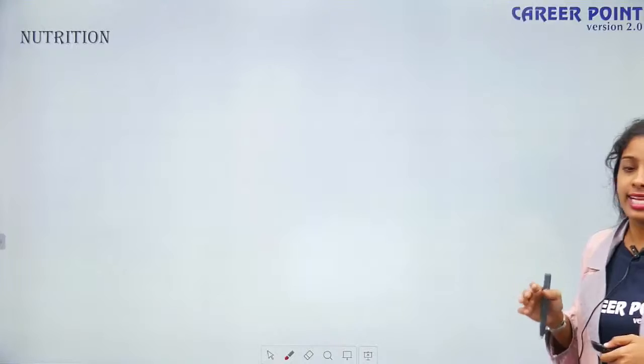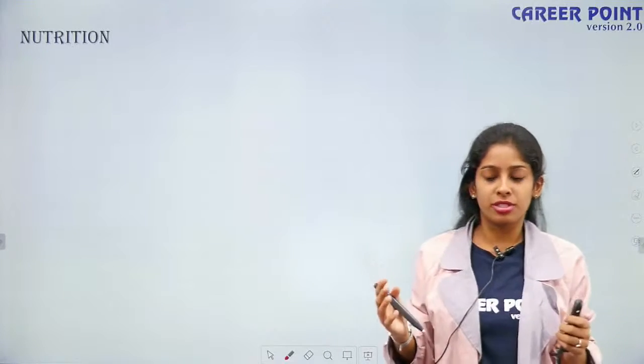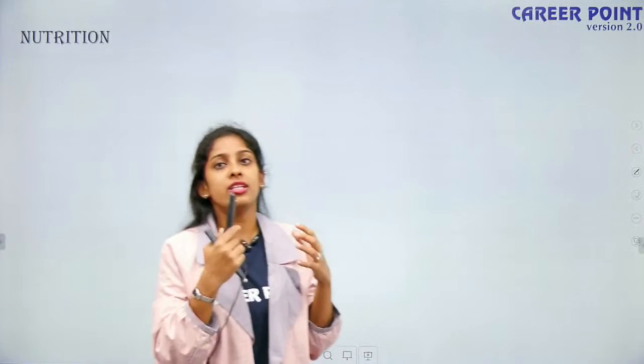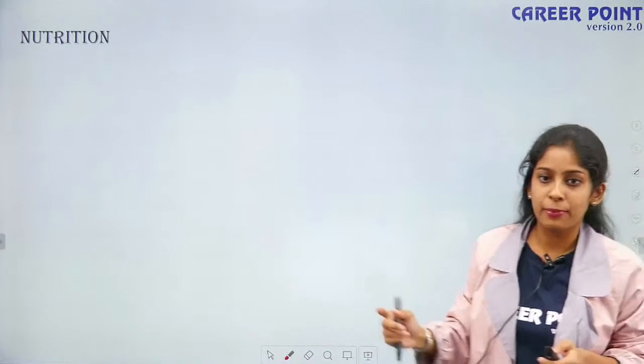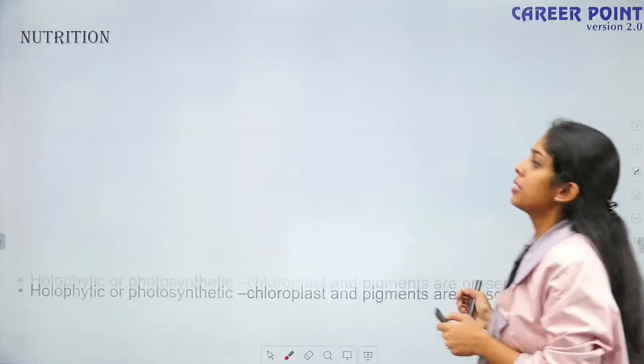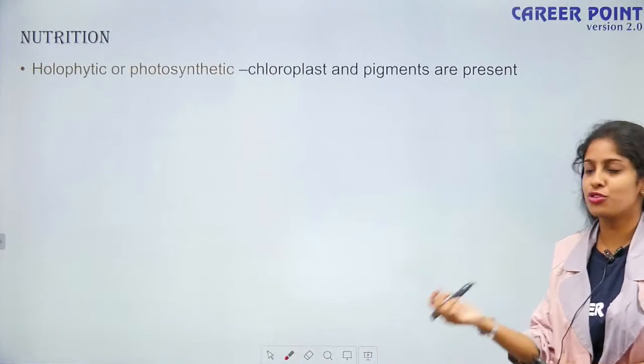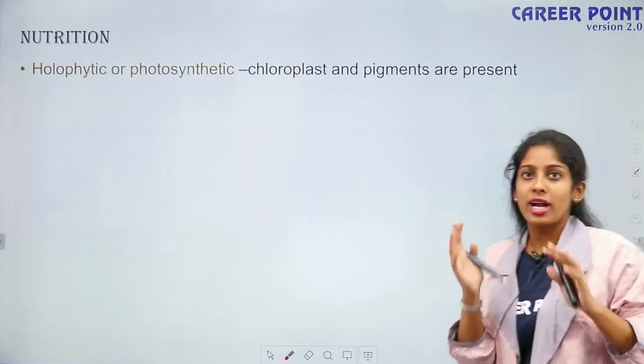Now going forward, let's see what type of nutrition protistans have. I told you protistans are unicellular eukaryotes. When they are unicellular eukaryotes, how do they prepare their own food? I also told you they have photosynthetic pigment. That was our first category, right? But they again have a mix of nutrition. It's not like they have only one type of nutrition.